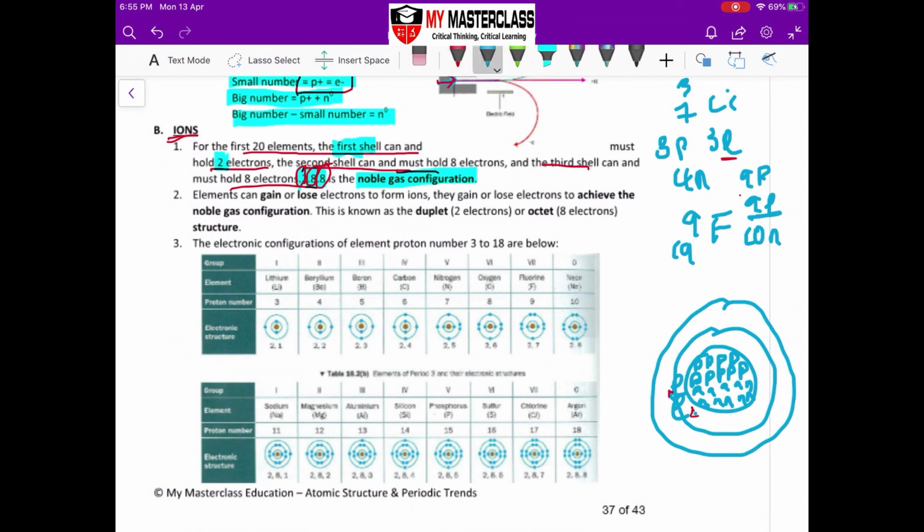Then we will continue to draw. 3, 4, 5, 6, 7, 8, 9. Draw all the 9 electrons. So this is your fluorine atom.